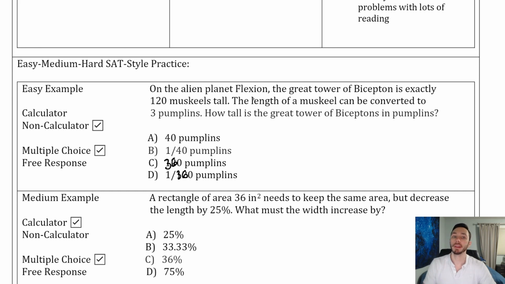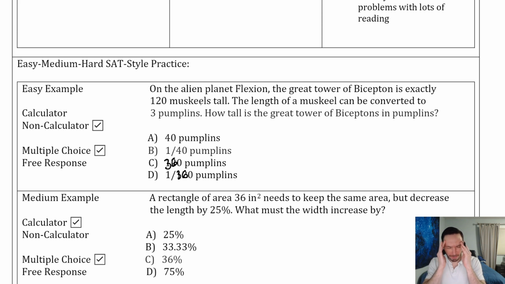On the alien planet Fluxion, the Great Tower of Bicepton is exactly 120 maskeles tall. What? So this is not uncommon on the SAT, to just be thrown into this ludicrous scenario where it almost doesn't even read as English, and in here it certainly does not. These are all made up words by me. Fluxion, biceps, let's go.